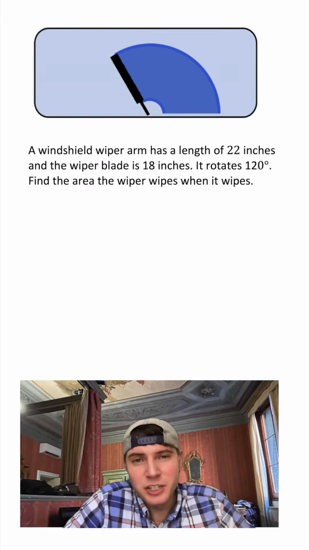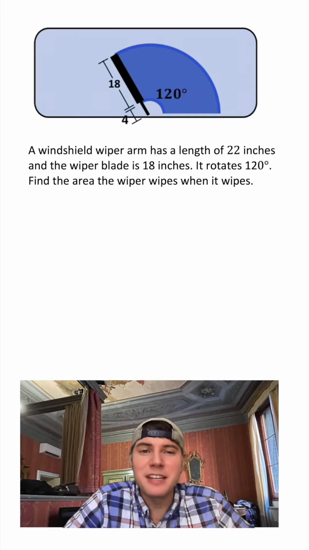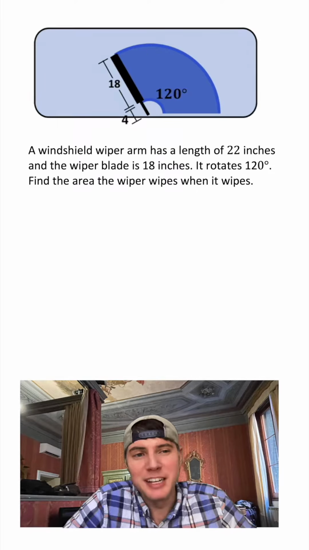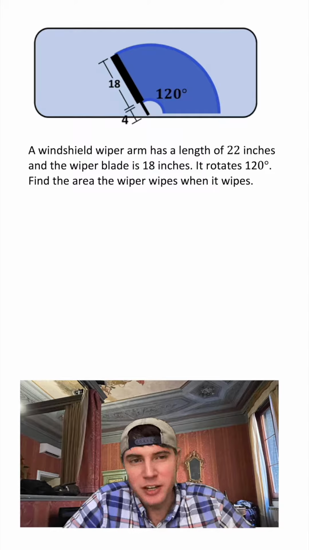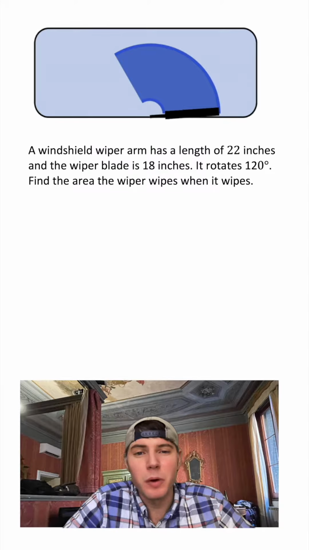Hey guys, let's do some windshield wiper math. A windshield wiper arm has a length of 22 inches and the wiper blade is 18 inches. It rotates 120 degrees. Find the area the wiper wipes when it wipes.